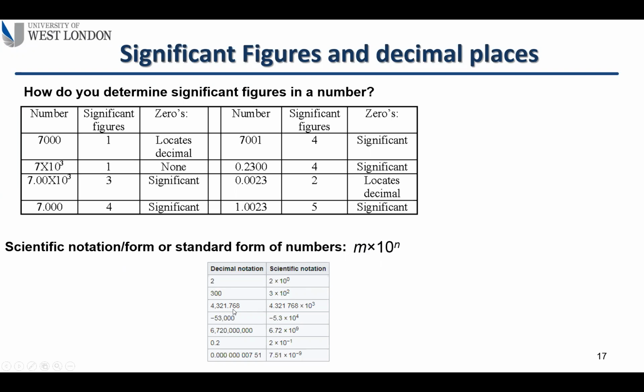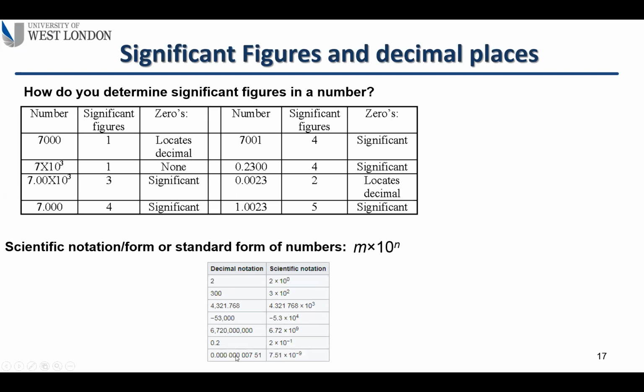4,321.768 can be written in this way: 0.321768 times 10 to the 3, and so on. So all of the figures on the left-hand side, in decimal notation, can be written in scientific notation on the right-hand side. But the significant figures are the same.